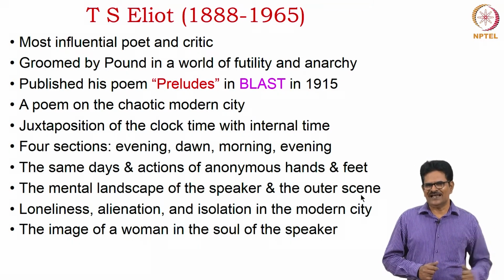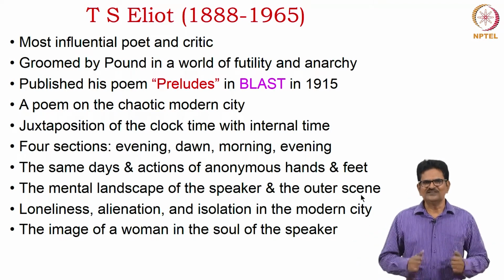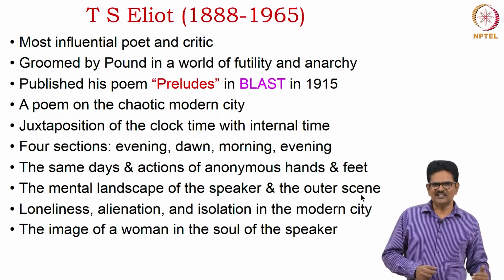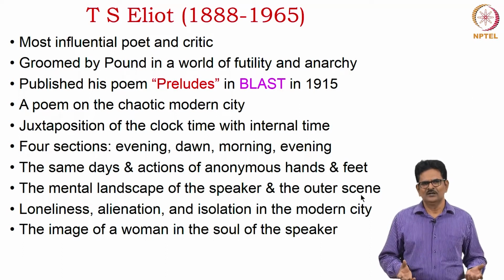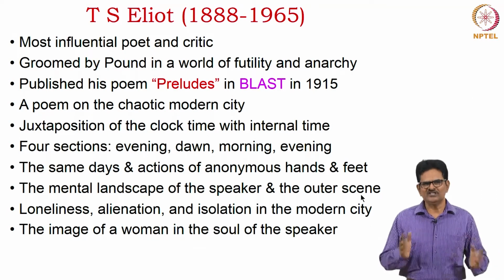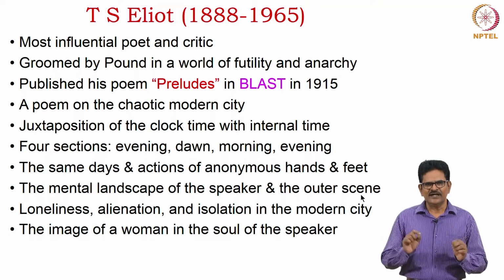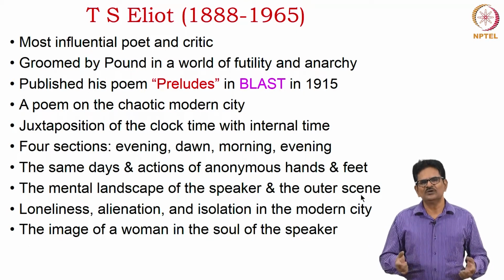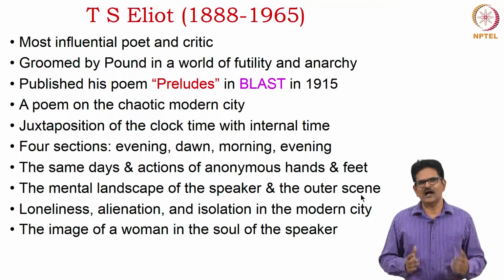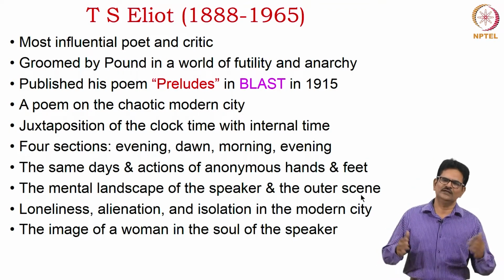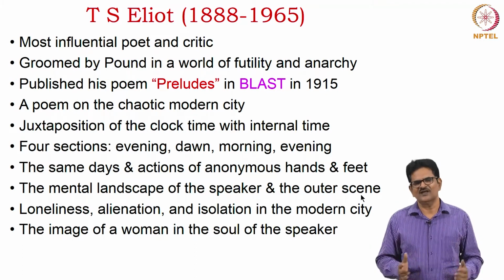The mental landscape of the speaker and the outer scene are juxtaposed in this poem, focusing on the loneliness, alienation and isolation of the modern city. Specifically, we have the image of a woman in the soul of the speaker. Probably the Preludes can refer back to the Prelude by Wordsworth. By this kind of association, we can see how Eliot is rejecting Victorian and Romantic style or substance of poetry.